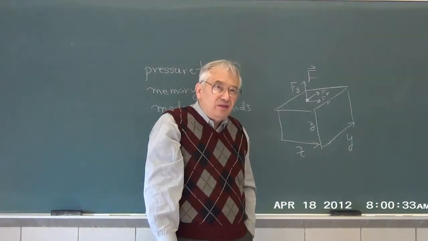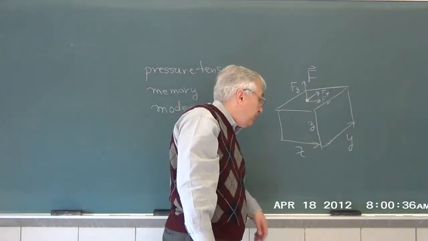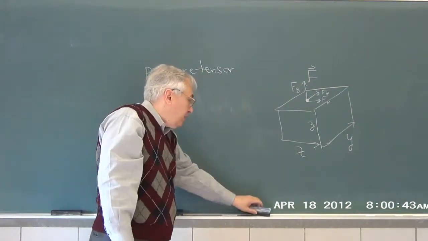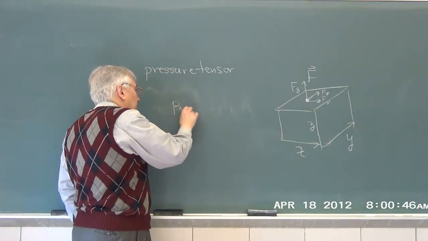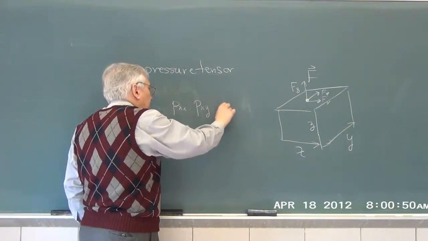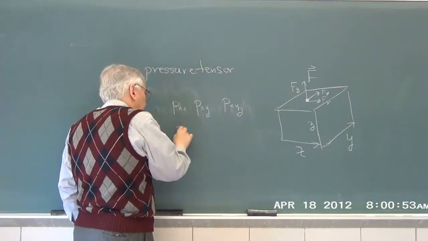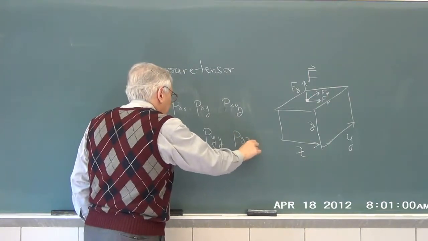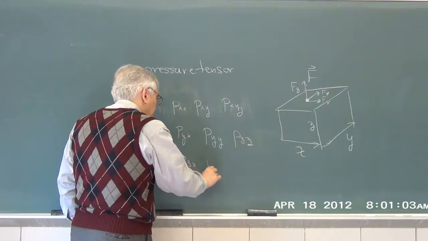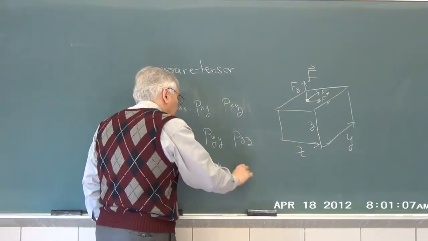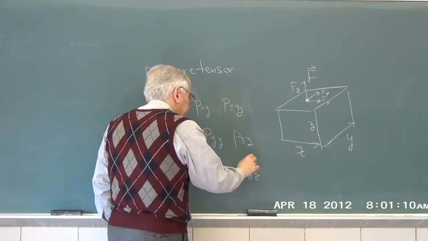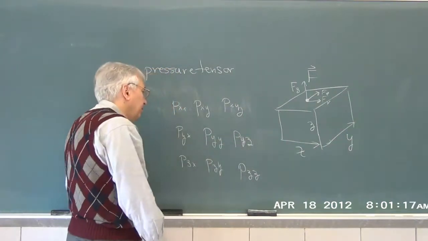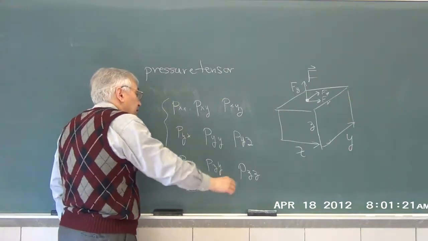How can we represent this force? Well, what we do is we introduce an object known as the pressure tensor. And the pressure tensor has components pxx, pxy, pxz, pyx, pyy, pyz, pzx, pzy, pzz. That should be y. And the pressure tensor describes these forces.